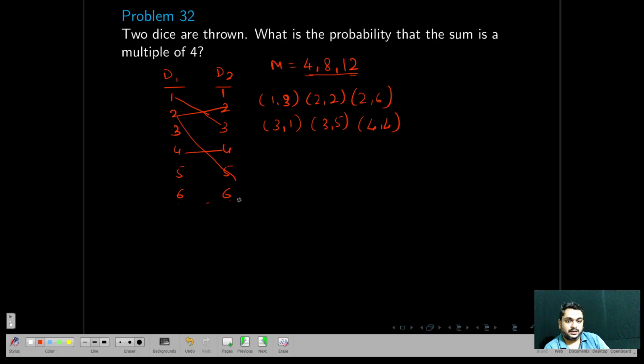4, 5 is 9, 4, 6 is 10, not possible. Next, 5, 1, 5, 2, 5, 3. 5, 3 is 8, so this is possible. Next, 5, 4 is 9, 5, 5 is 10, 5, 6 is 11. Okay, then see from the other side.